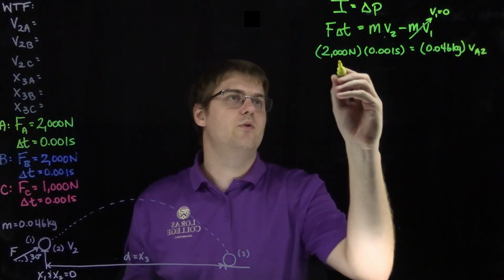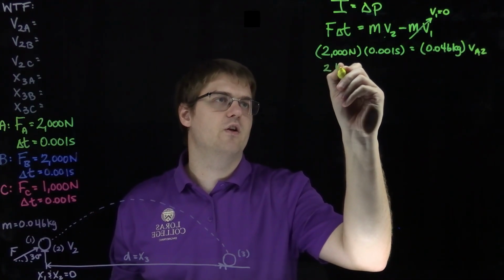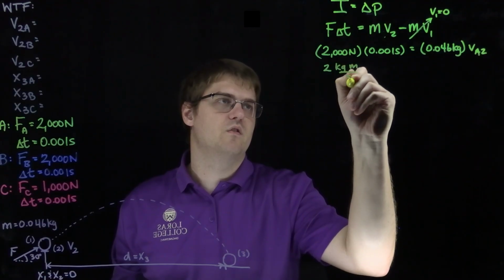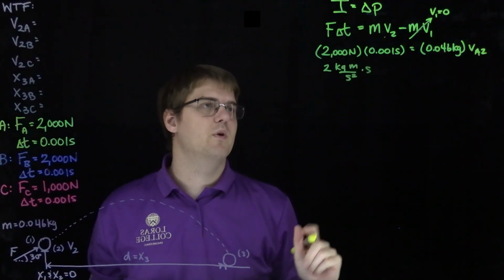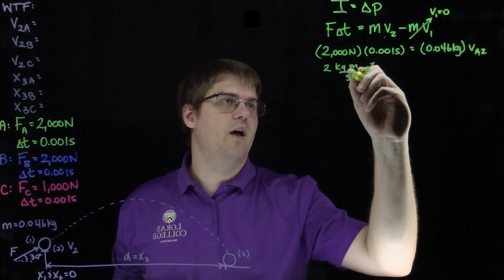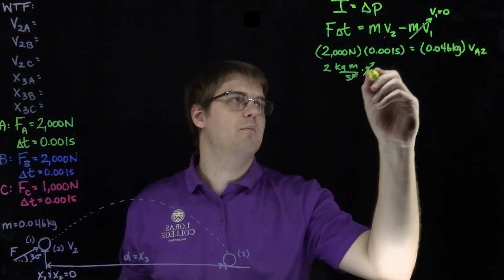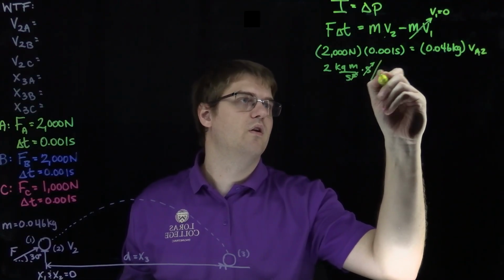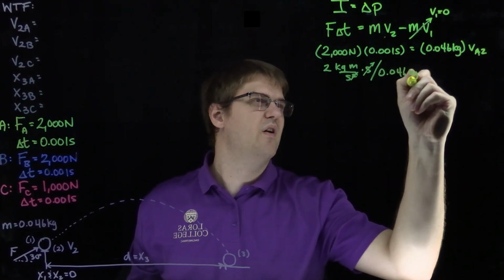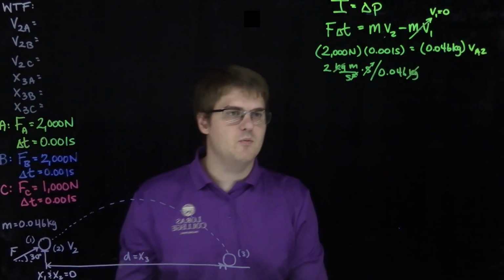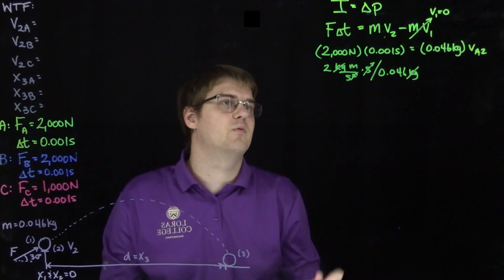If I multiply these two together, I've got newtons, meaning kilograms meters per second squared, and we've got units of seconds for our milliseconds. Our seconds are going to cancel, so we've got kilograms meters per second. I'm then going to divide through by my 0.046 kilograms, and those kilograms are going to cancel, and I end up with units of meters per second, which is good because we want velocity, and velocity is in meters per second.